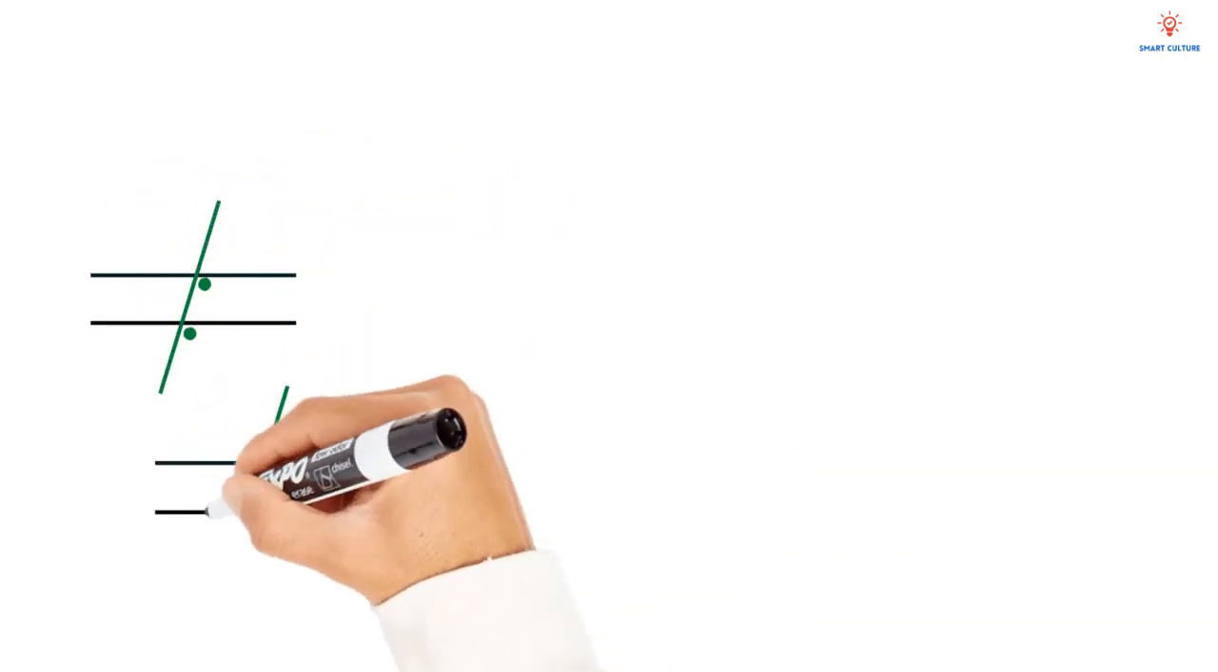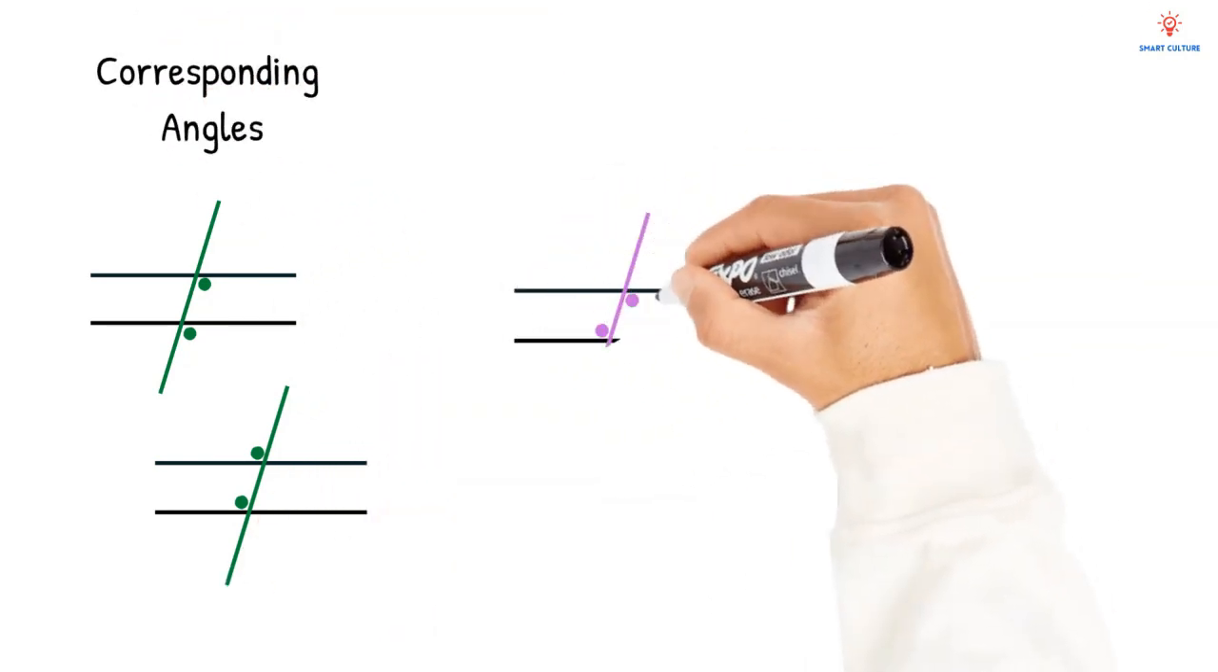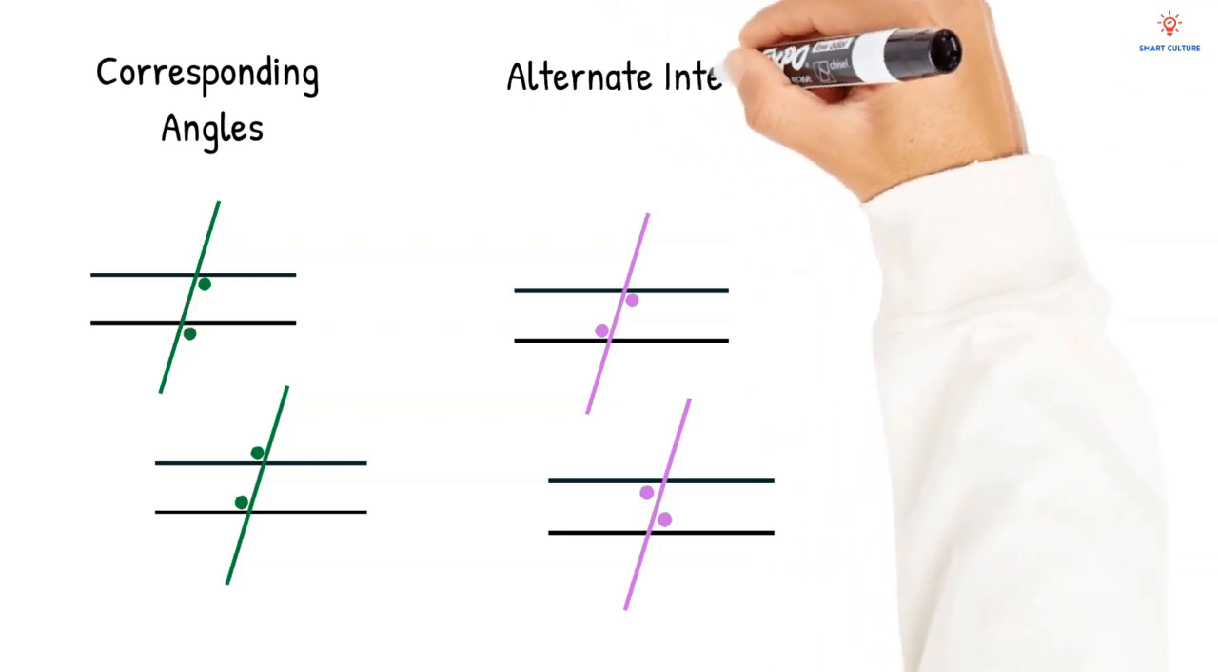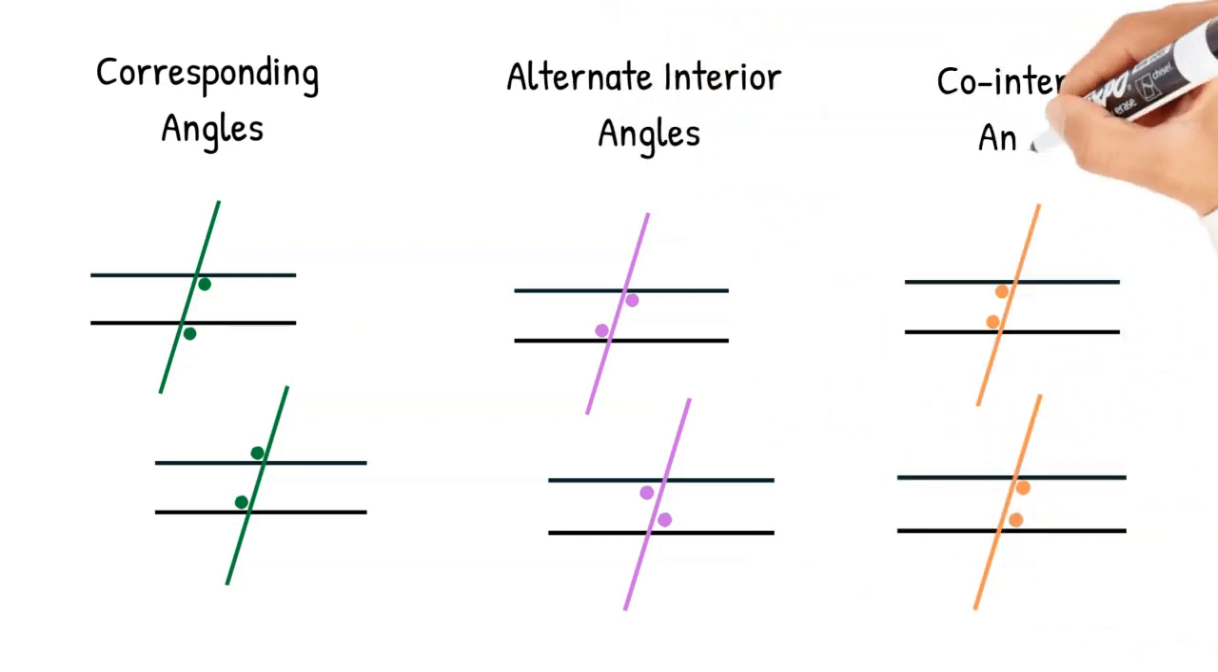Here we have corresponding angles. Here we have alternate interior angles. And here we have co-interior angles. So it's very important that you understand the difference between corresponding angles, alternate interior angles, and co-interior angles.